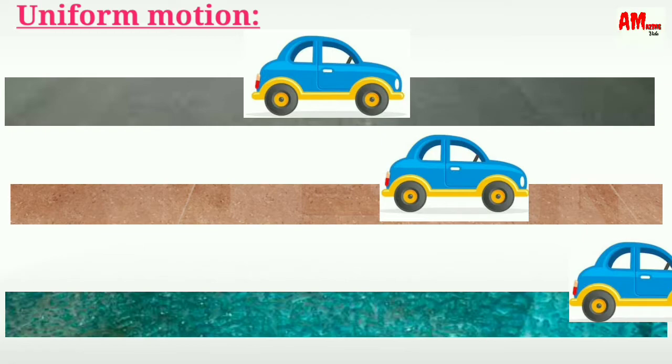Why does the same car move different distances when left? Because the smoother the surface, the more distance it travels. Distance traveled is inversely proportional to the friction. More friction, less distance traveled. Less friction, more distance traveled.